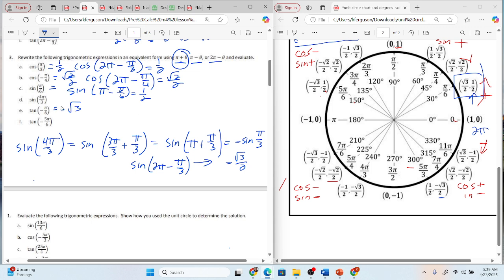So the thing is, I'm looking for one value to be positive, one value to be negative. So let's start from the top. I'm going to go to pi, and then I'm going to add pi over 3, which is 60. Both of those values are negative. They give me a positive, so that ain't going to work.